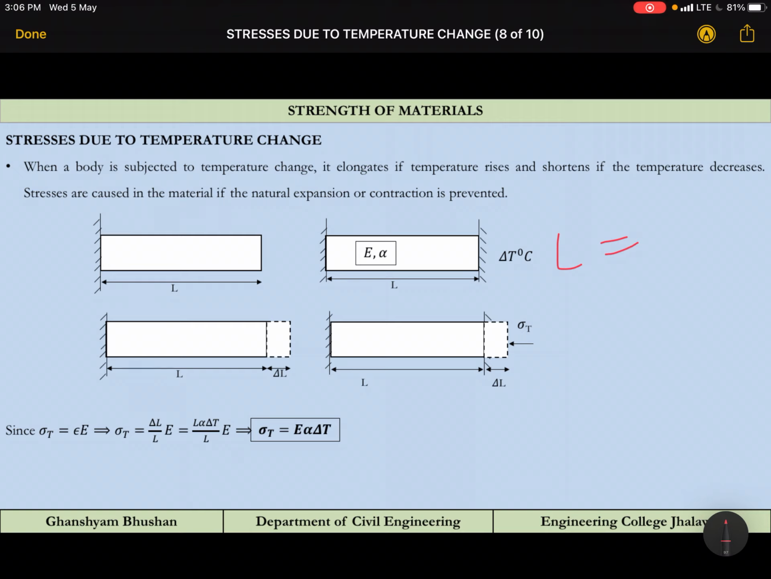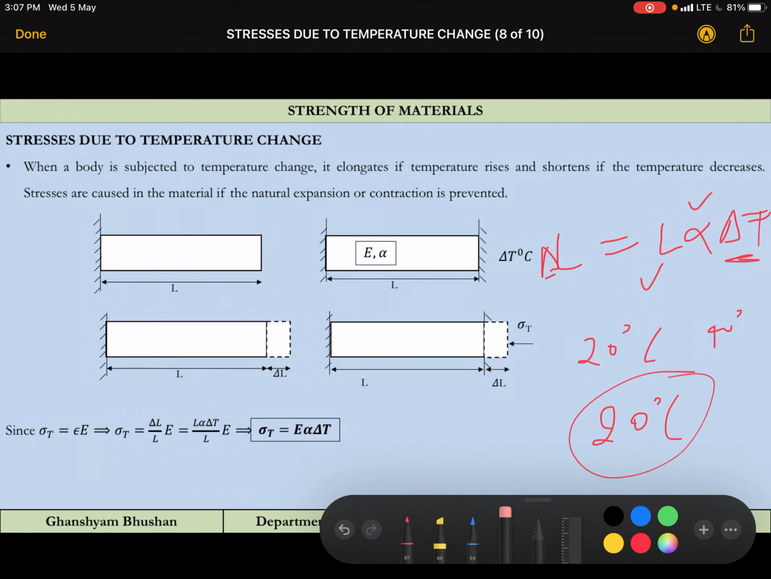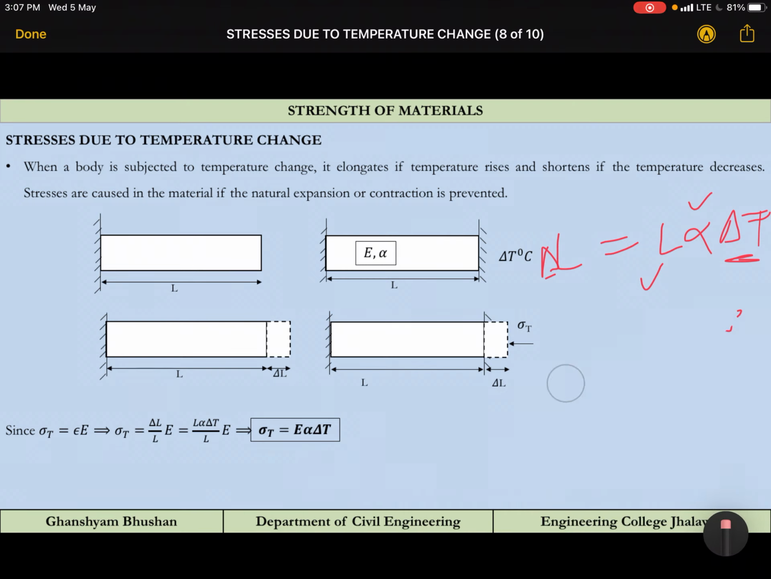This is basically from your 9th or 10th class: delta L is nothing but L alpha delta T. L is the original length, alpha is the thermal coefficient of that material, and delta T is the temperature change. If we change from 20 degrees Celsius to 40 degrees Celsius, delta T will be 20 degrees Celsius. This is a very small thing that you should have studied earlier. Now let us see how we are going to see the strains and stresses.